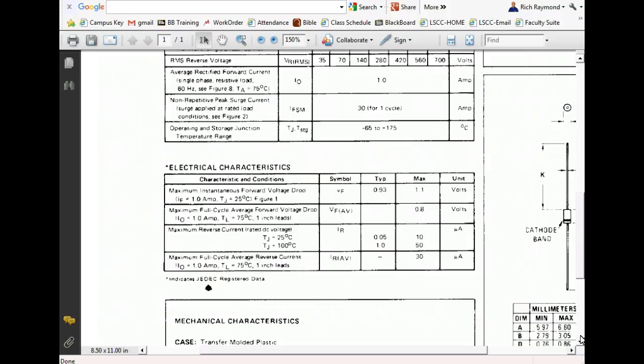Then we have our reverse leakage current. The maximum reverse leakage current at 25 degrees centigrade would be about 10 microamps. At 100 degrees centigrade it would be about 50 microamps.